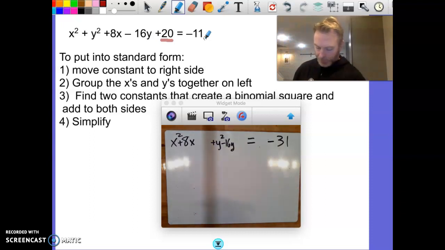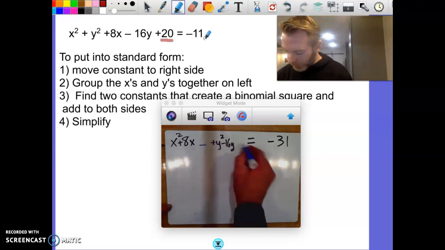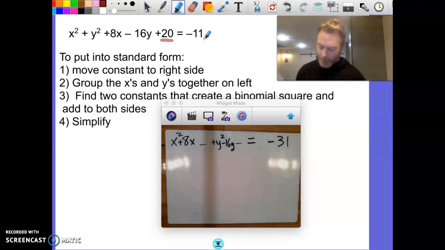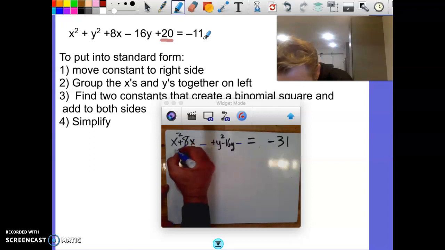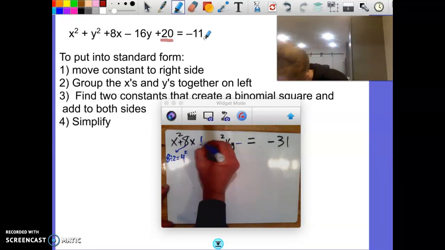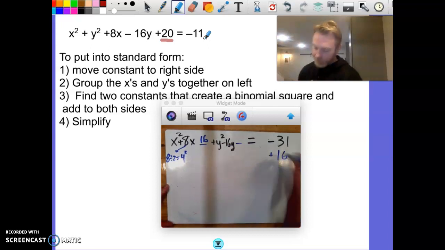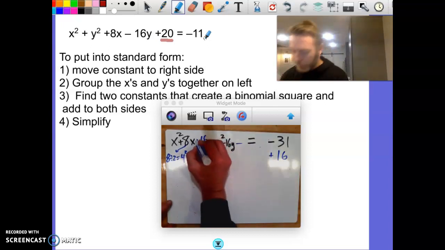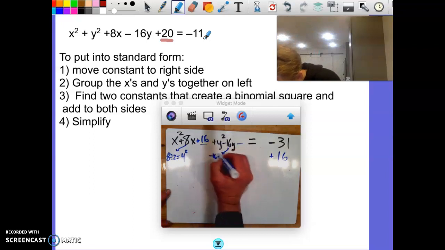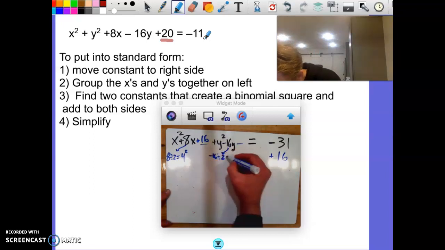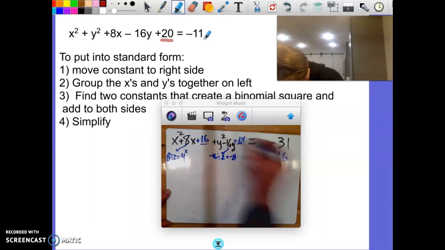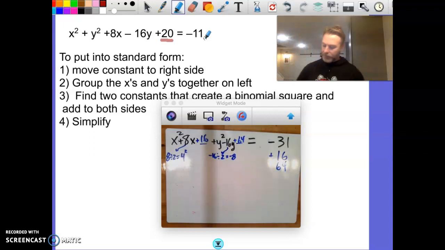And now I'm going to find my constants, the 2 numbers I'm going to add to both sides. So I'm going to find them here and add them to both sides. All right, so I'm going to take half of 8. And then I'm going to square that. So 16. 16 is the number I want to add to both sides. It's plus 16. I'm going to do the same thing here. Half of that. Square that. 64 is the number I want to add to both sides.